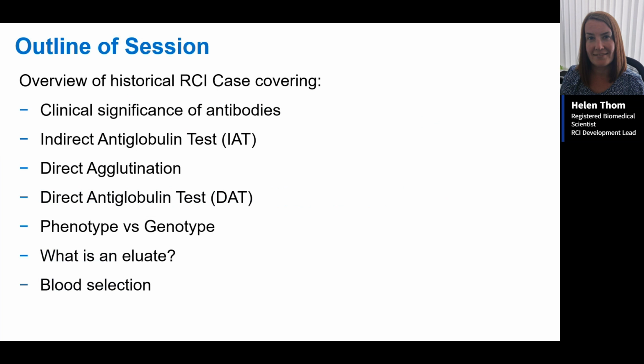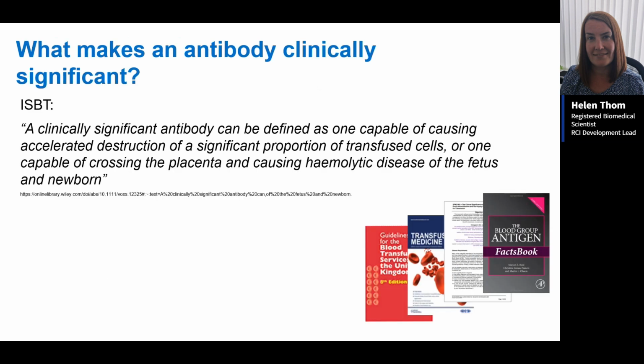The outline of today's session: we're going to cover a historical case that came into the lab when I worked in RCI, and you just need a little bit of background. I'm not going to do how to do an antibody ID in this one, but it is some of the background information on the tests we would perform to get the results that we have for this patient. So we're covering IAT, direct agglutination, direct antiglobulin test, phenotype versus genotype, what an eluate is, and then finding blood for the patient and how we'll go about doing that.